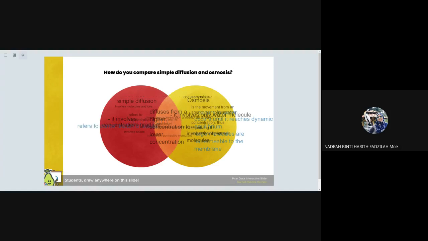Betul. Refers to concentration of solute untuk simple diffusion, tapi osmosis refers to concentration of water. Pandai. Good observation. Lagi satu difference. Kalau dapat lagi satu difference. Good. Refers to concentration of solute, refers to concentration of water, involves molecules or ions, involves only water molecules.